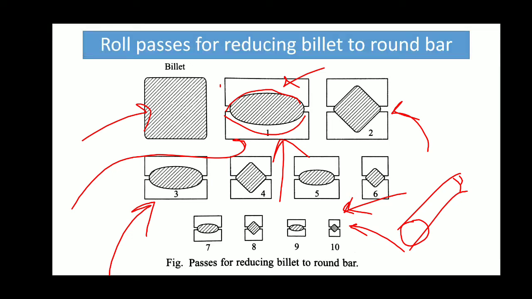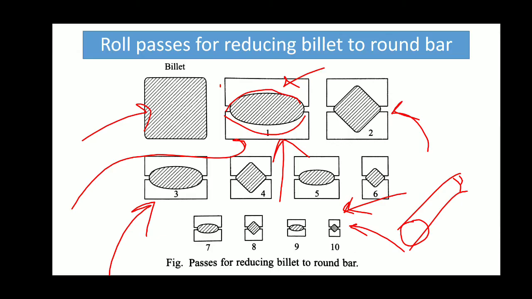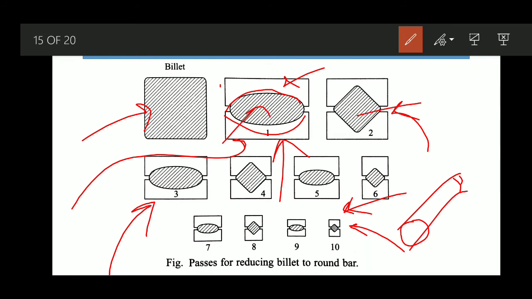So this whole system depends on how to make the intermediate rolls. What would be the intermediate shapes? These are the intermediate shapes. To achieve these intermediate shapes, what kind of intermediate rolls do we have to have? Designing the whole sequence is called the roll pass design.